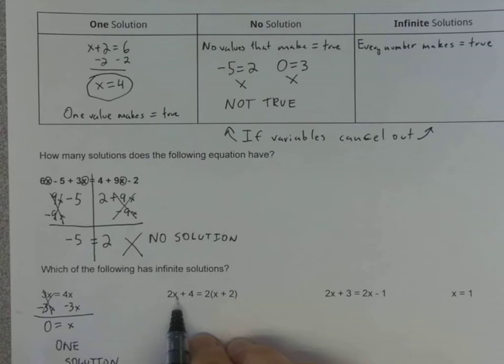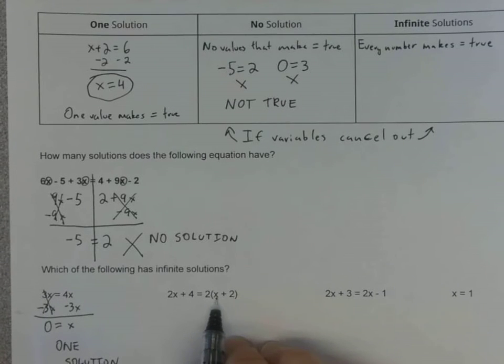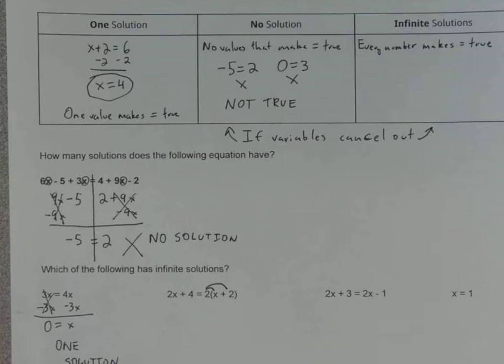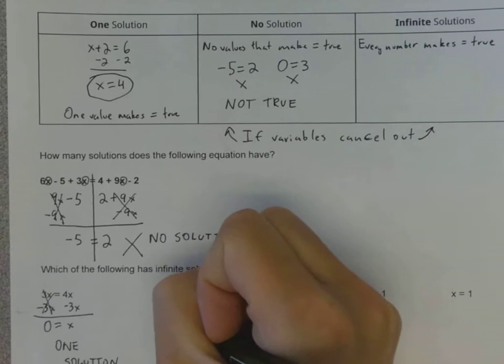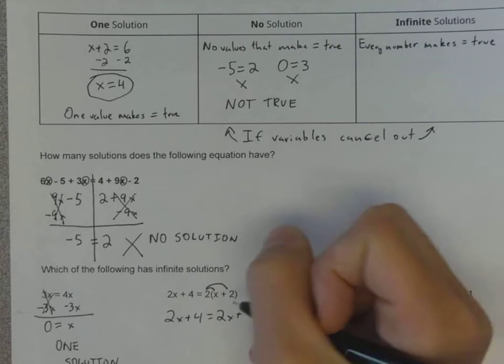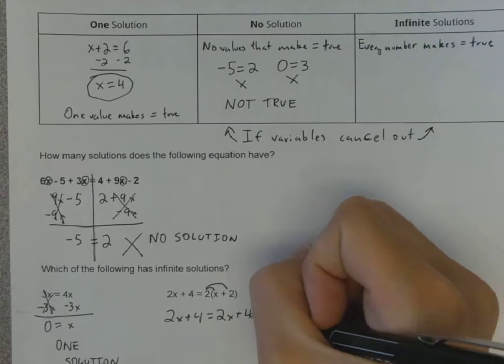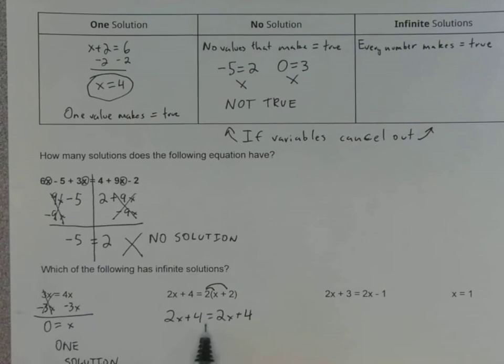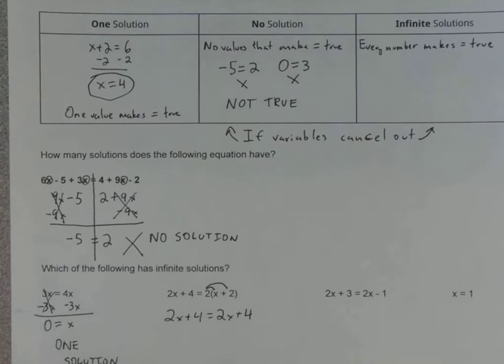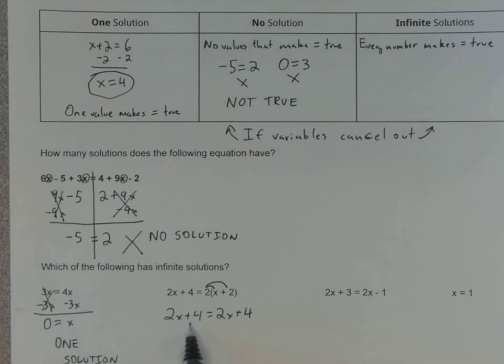How about this one? I've got 2x plus 4 equals 2 times the quantity x plus 2. I see a number on the outside, so I'm always going to distribute that first. I'll have 2x plus 4 equals 2x. 2 times x is 2x, 2 times 2 is... whoa, look at that. I have 2x plus 4 equals 2x plus 4. I'll tell you right away, this is an example of infinite solutions. If you see the same thing on both sides, then it's infinite solutions.